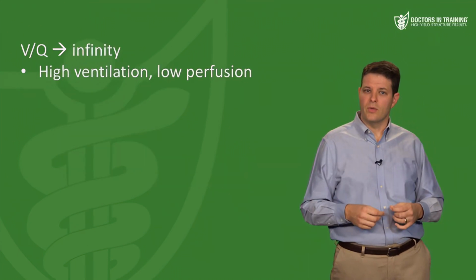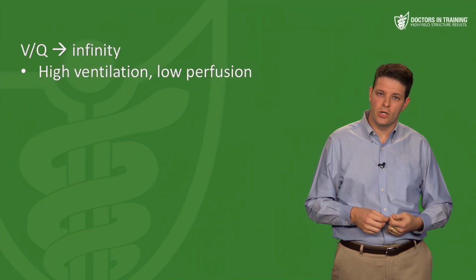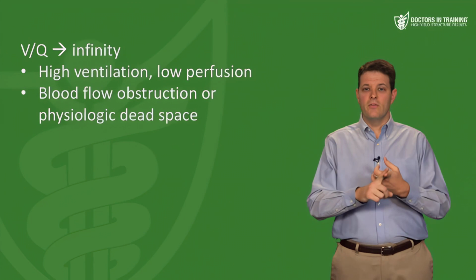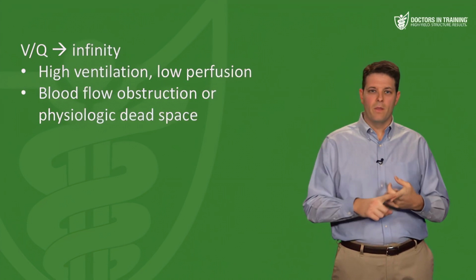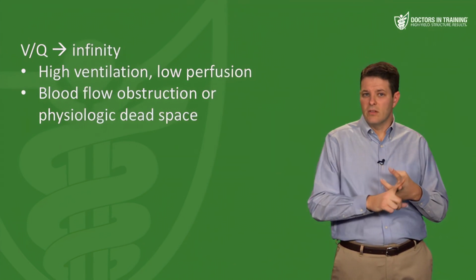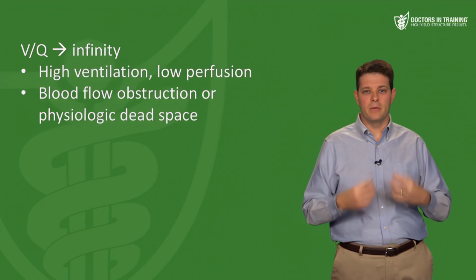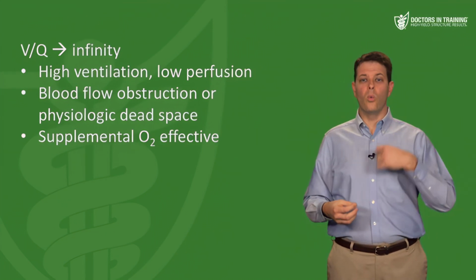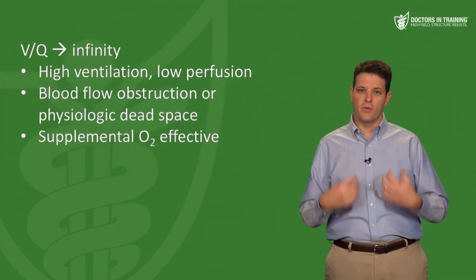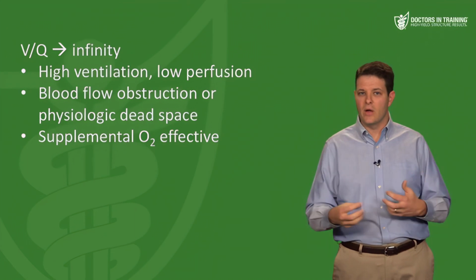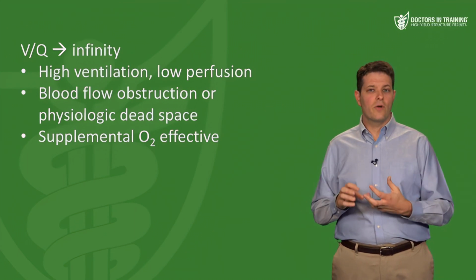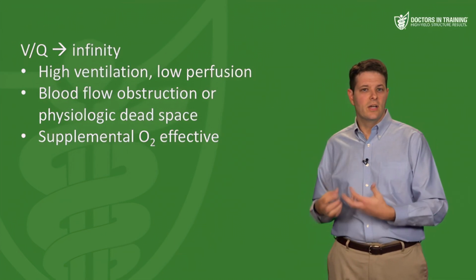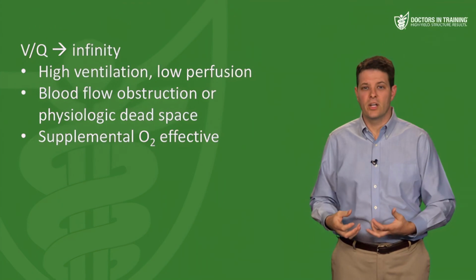But the reverse is true with high ventilation and low perfusion. In this case, VQ approaches infinity, and this is either blood flow obstruction like pulmonary embolism, or it's physiologic dead space. So you're putting air into parts of the lung that aren't being perfused. So here, supplemental oxygen to increase FiO2 will improve PO2 because the perfusion is going to be rerouted to other areas of the lungs. Remember, the lungs will preferentially perfuse areas that are getting oxygen, so maximizing the oxygen in those areas is going to improve the oxygen content of the blood.